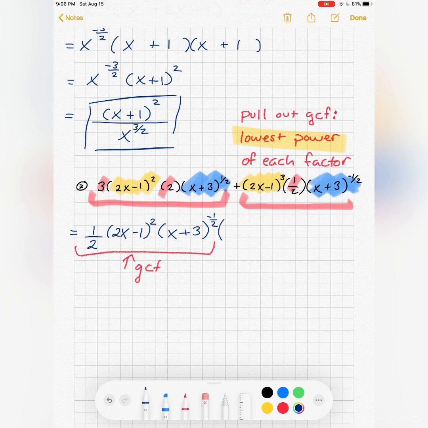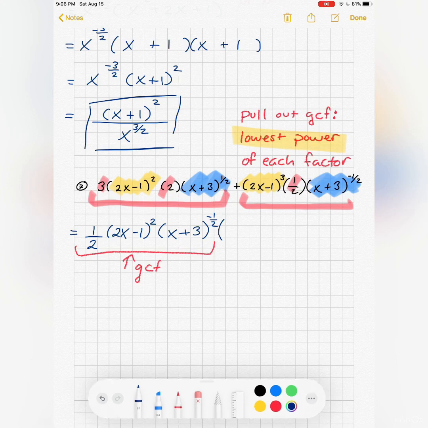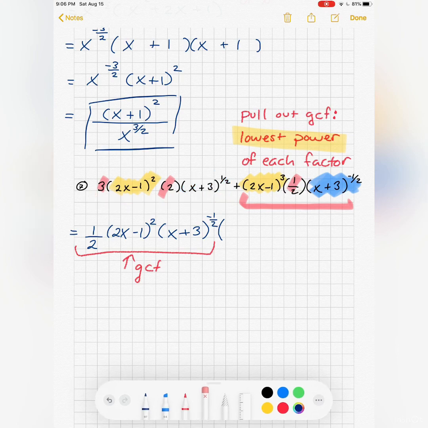So what is left? Here's how to keep track of everything. Let me see. I pulled out a half. Half of what number would be 6?